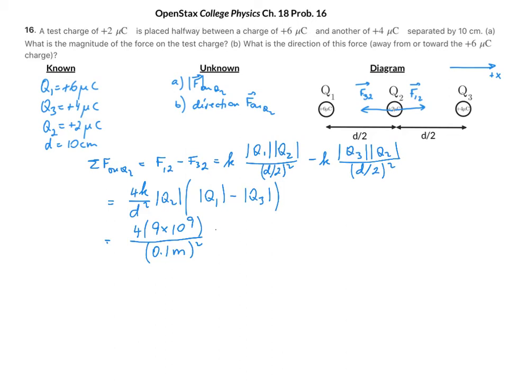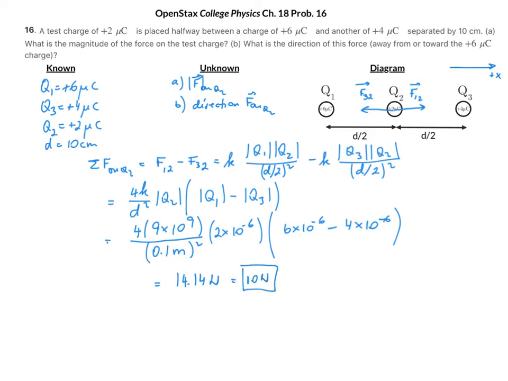Q2 is 2 times 10 to the negative 6 coulombs. And then Q1 is 6 times 10 to the negative 6 coulombs. And Q3 is 4 times 10 to the negative 6 coulombs. And when we plug the numbers into our calculators, we end up with 14.14 newtons. And if we wanted to use sig figs, since they only have one sig fig each, then this would be 10 newtons. So this is the force that charge 2 experiences due to charge 1 and 3.